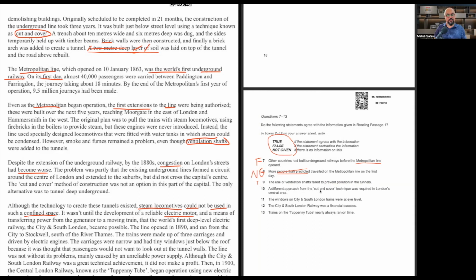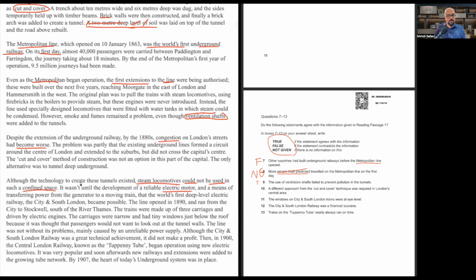Number 10, a different approach from the cut and cover technique. Where is it? We can scan for it. Cut and cover. Okay, cut and cover technique is here. London's central area. Okay, I found the center here too. So a different approach from the cut and cover technique was required in London's central area.